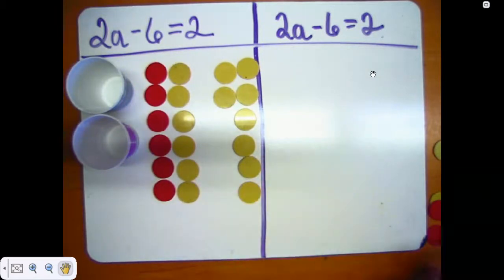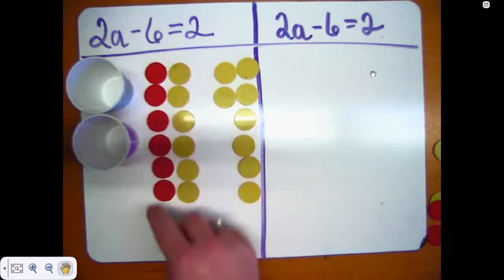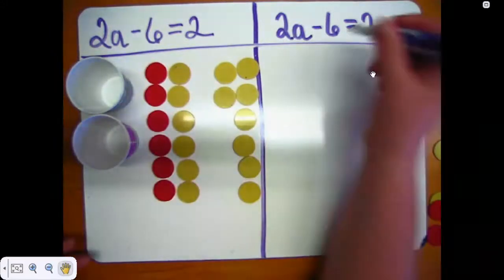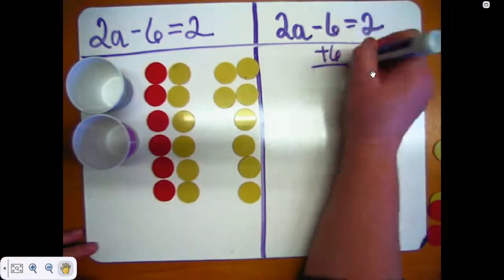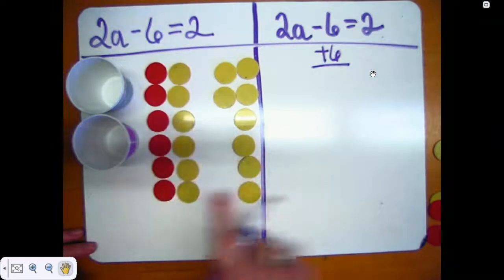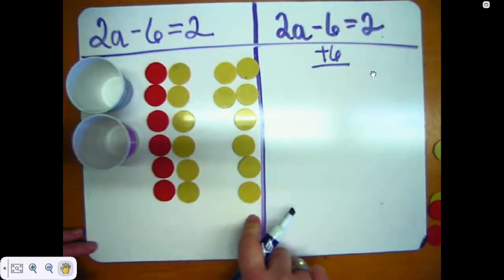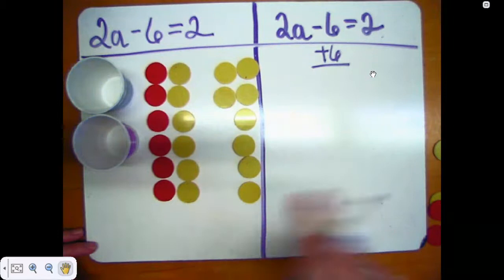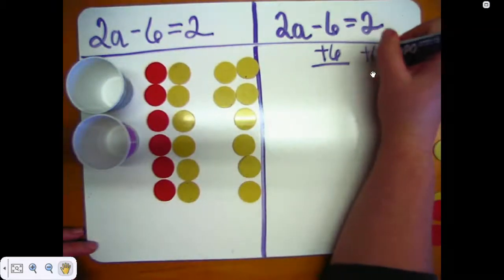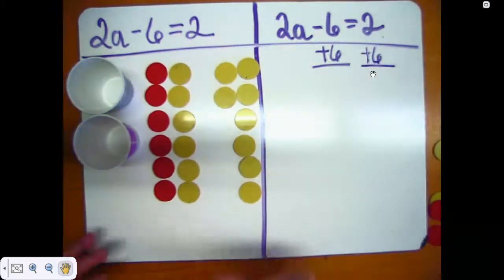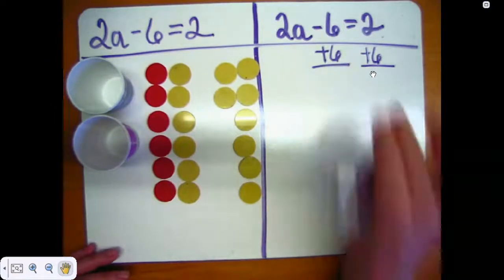So if I were doing this with numbers, I would have done this. I had negative 6, I added positive 6. So I would have done plus 6. And when I did plus 6 here, I also had to do plus 6 on the other side of the equal sign. So I would do plus 6 here. So this is what I have just modeled.